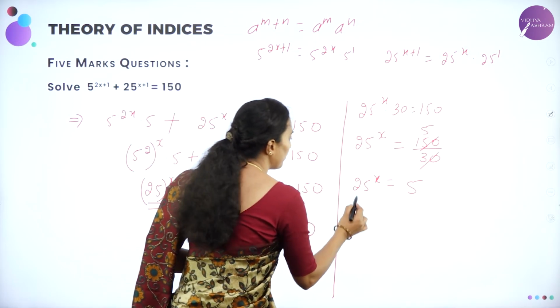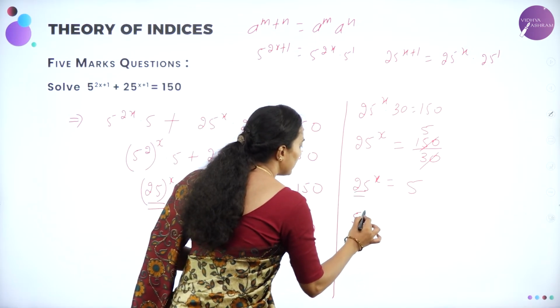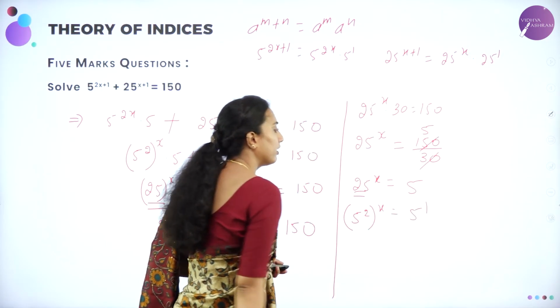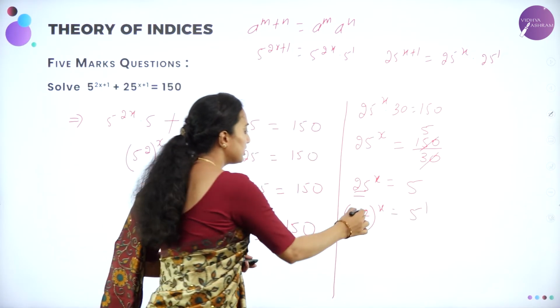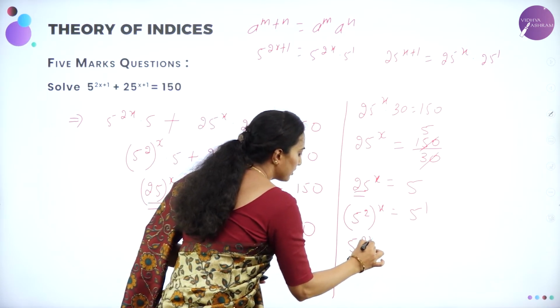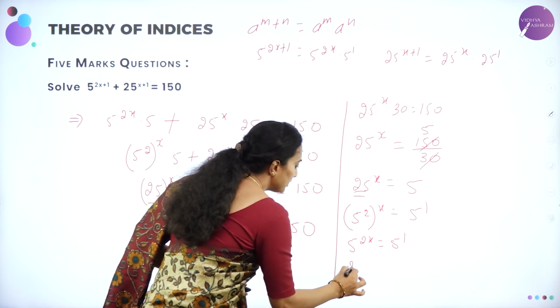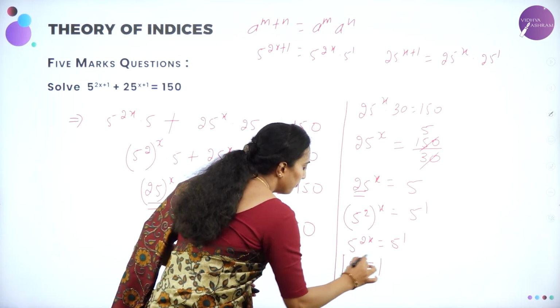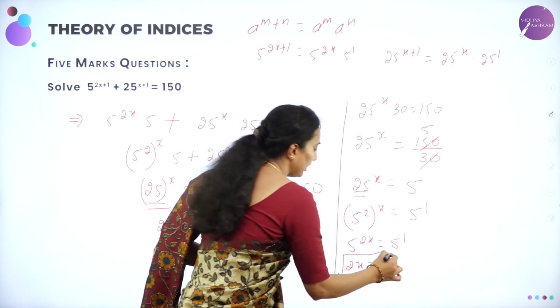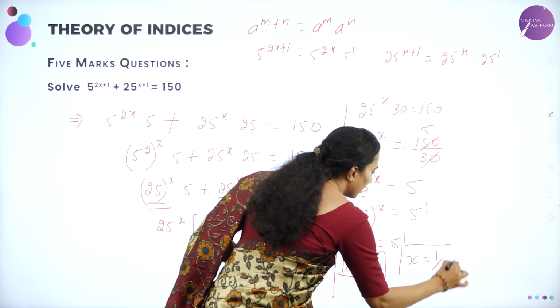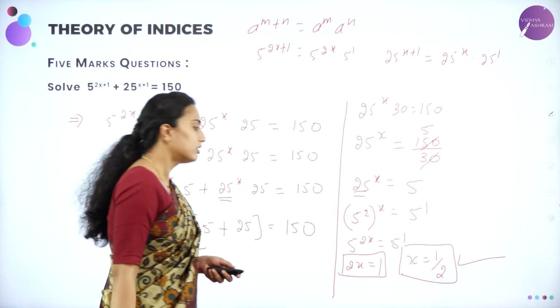So therefore this 25, I am going to write it as 5 squared whole power x, which will be equal to 5 power 1, which is 5 only. So I can write this as 5 power 2x is equal to 5 power 1. So 2x is equal to 1, because the bases are the same, I can equate. Otherwise, x will be equal to 1 by 2. That is your answer.